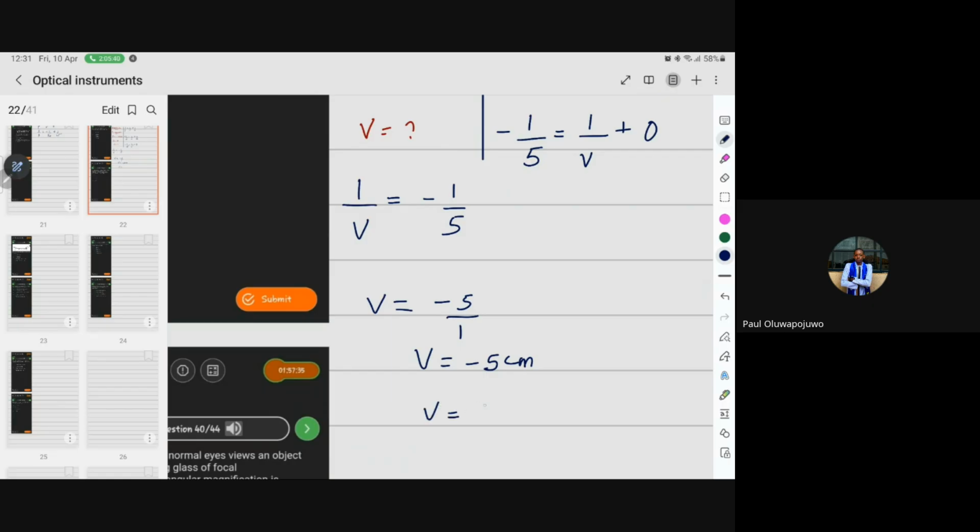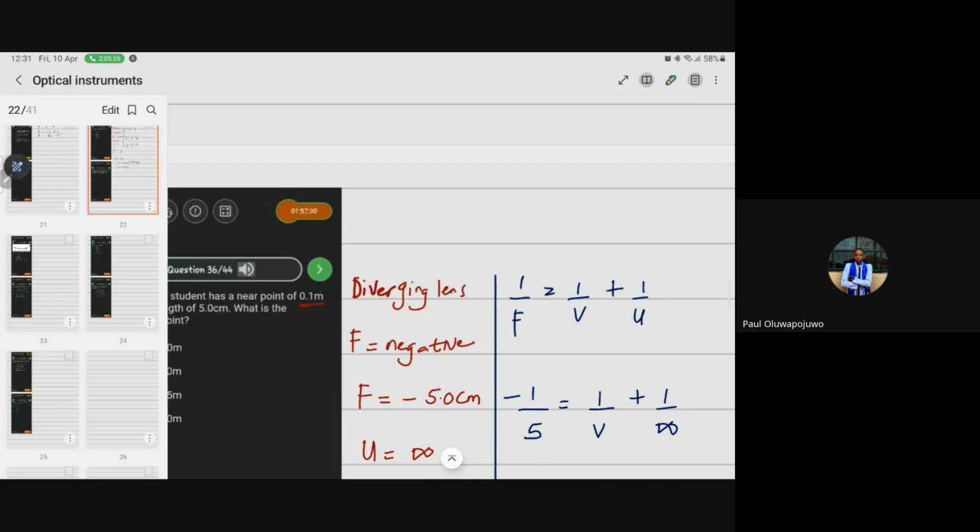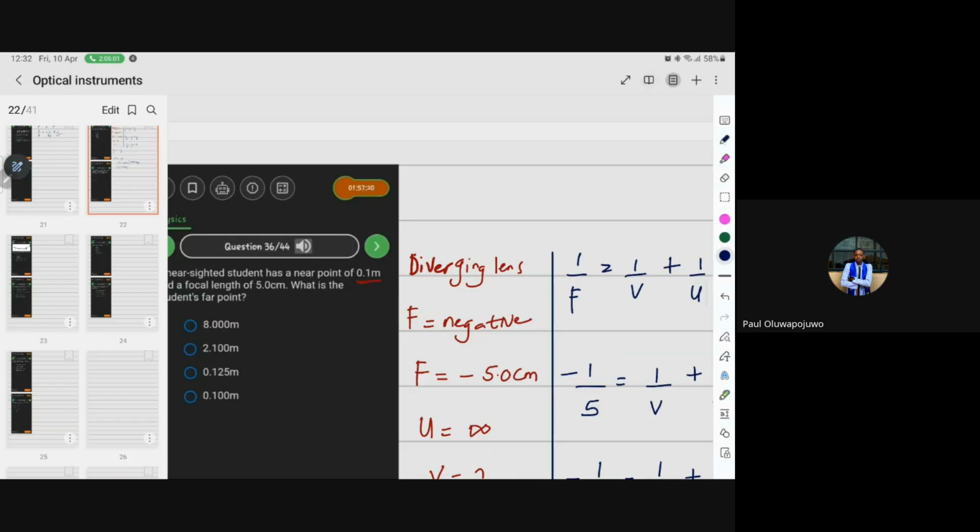So V is equal to what? 5 centimeter. Remember that the reason we have this negative is that it is a virtual image. Is that okay? So all you need to always remember is, for each one, which one is steady? U is always defined. Why am I using infinity? I'm using infinity because this is a short-sighted person, right? And for a short-sighted person, the normal far point, right? So this is myopia. Short-sighted. All right. So for a short-sighted person, our normal far point is what?